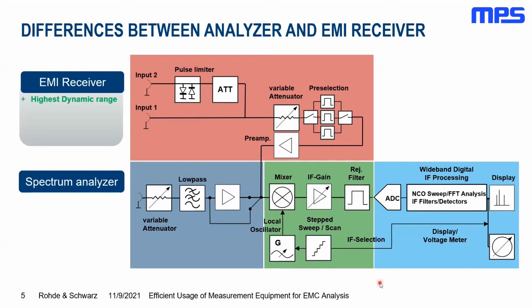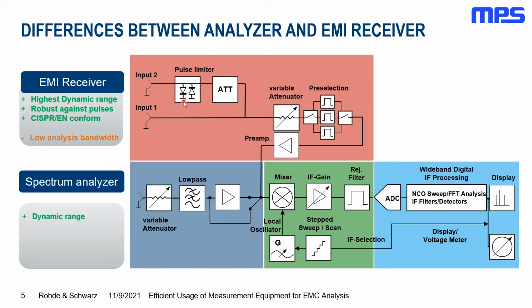Summing it up, the EMI receiver has the highest dynamic range. It's very robust against pulses, especially when using the pulse limiters and the attenuators. And that's very important if you go for full compliance later on, where we have these CISPR and EN conforming receivers, detectors inside. And therefore, we have a drawback of this architecture: the low analysis bandwidth in comparison to what could be done in spectrum analyzers today.